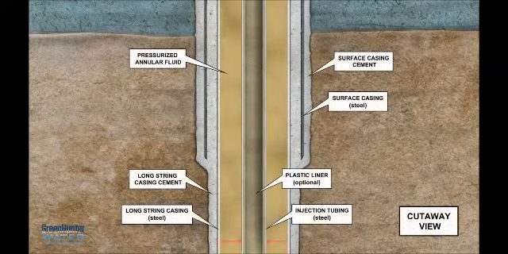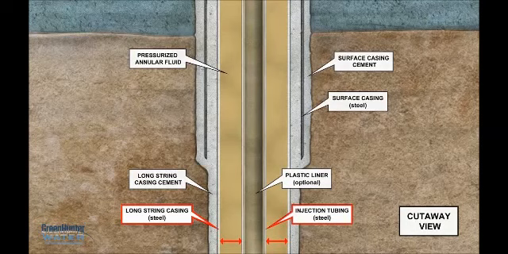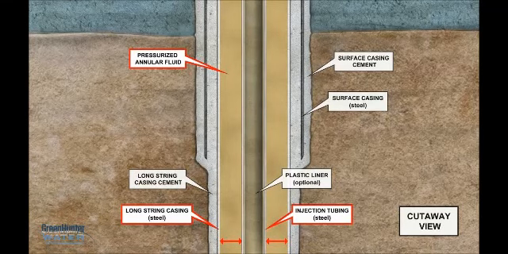The annulus, the area between the long string casing and injection tubing, is filled with a pressurized non-corrosive fluid all the way from the surface to just above the disposal zone.